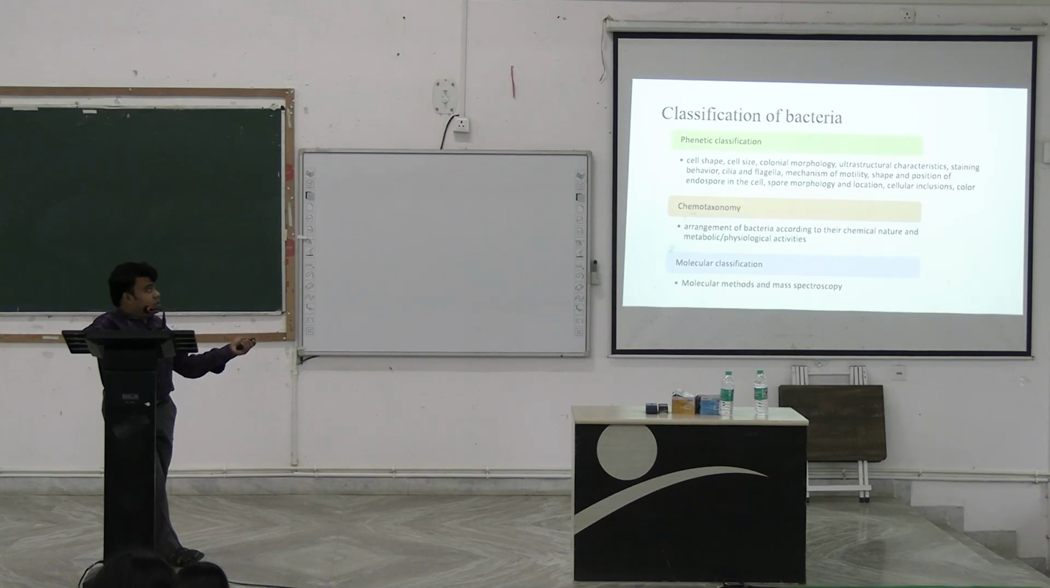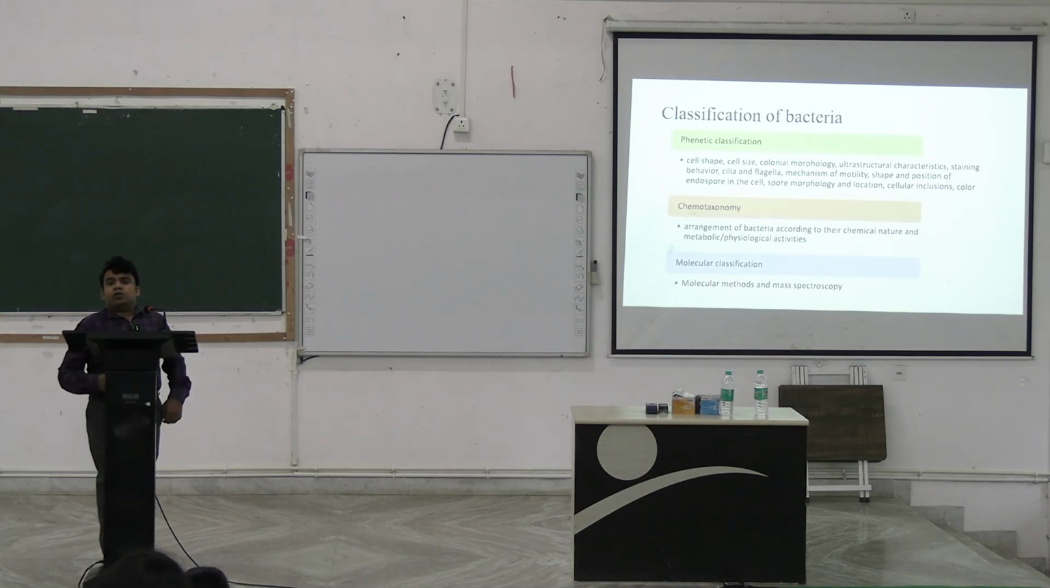Now look over it. What is it based on? It is based on cell shape, size, morphology, ultrastructure, that helps us identify a particular bacteria as quickly as possible. See, in diagnostics, we need to identify as quickly as possible. Okay, so this phenetic classification is very important.